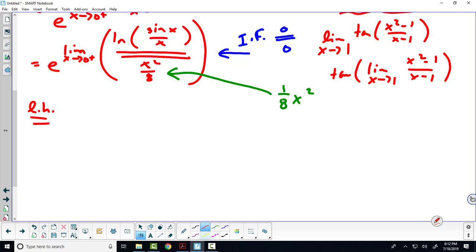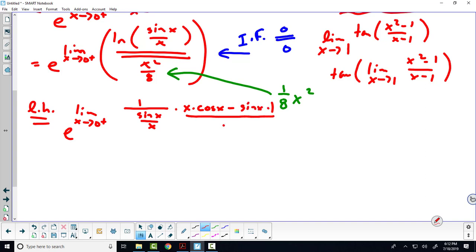Okay, so applying L'Hopital's rule, here we go. We get e to the limit as x approaches 0 from the right of 1 over the sine of x over x, times, and then I've got a little quotient rule here. So here's my bottom, derivative of the top, minus the top times the derivative of the bottom, all over the bottom squared. That was just the derivative of the numerator, all over, what's the derivative of the denominator? Well, if I'm thinking about it as 1/8 x squared, when I take the derivative of 1/8 x squared, I get 1/4 x.